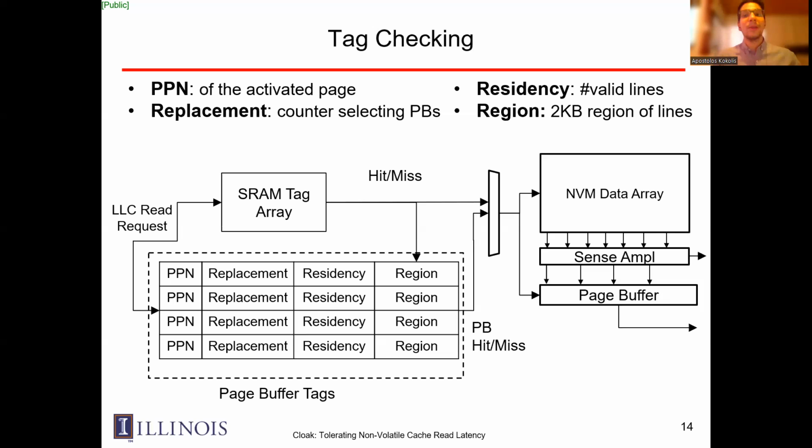This means that we can be servicing requests from the page buffer and the NVM data array in parallel. Or to put it differently, servicing requests from the page buffer does not block other requests that target the NVM data array. So this increases the parallelism that we have in the LLC.